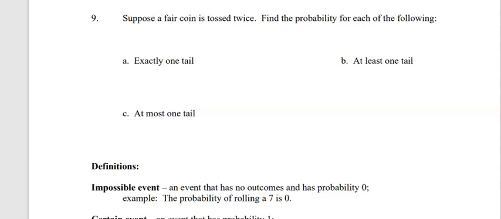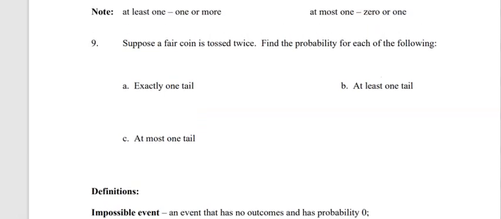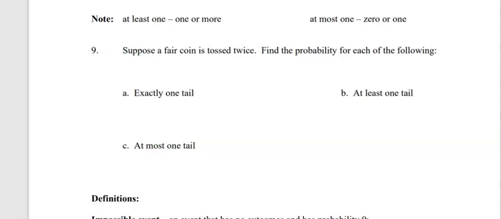So in the next problem, we start with knowing that a fair coin is tossed twice. So we're going to toss a coin, then we're going to toss it again. We're going to find the probability for each of the following. And a lot of times people will struggle with at least and at most. And so right above this, I made a note on your notes that at least one means one or more.